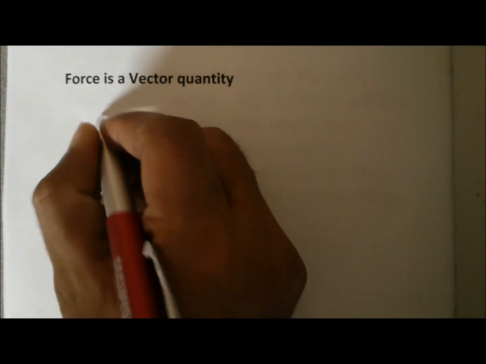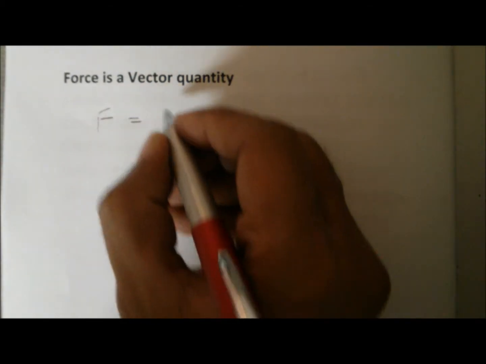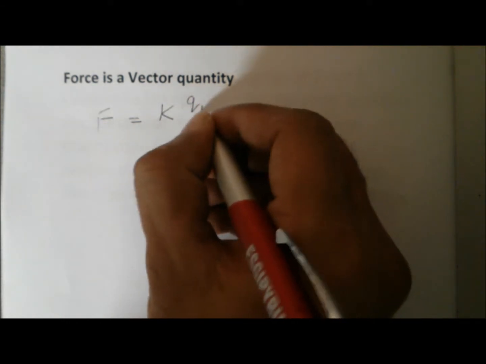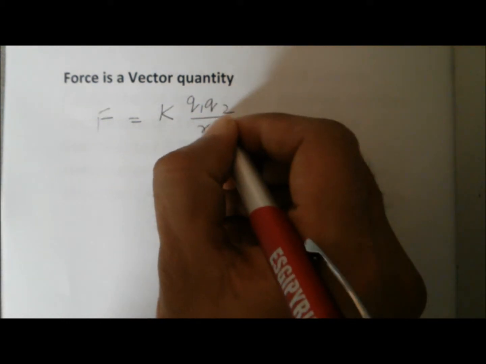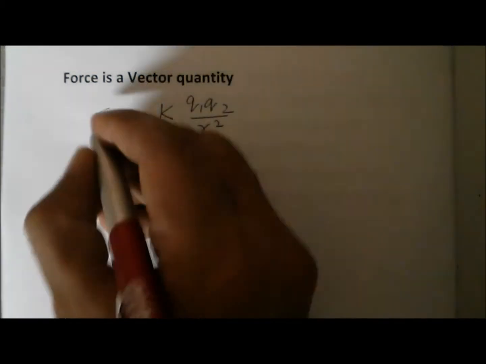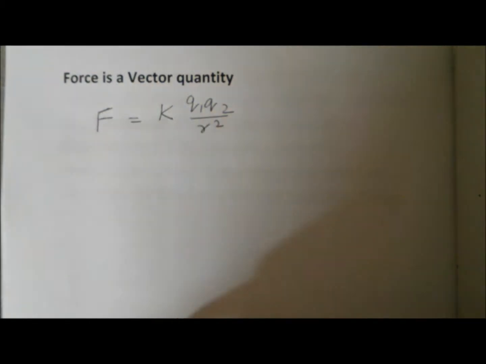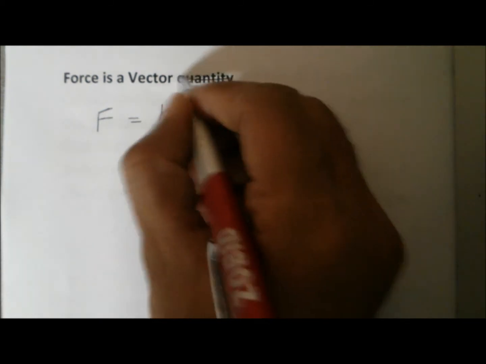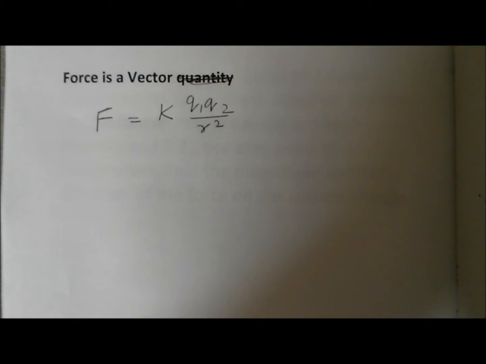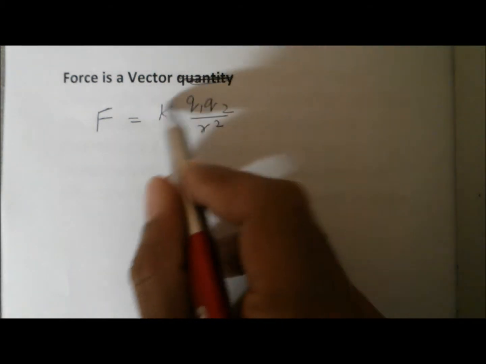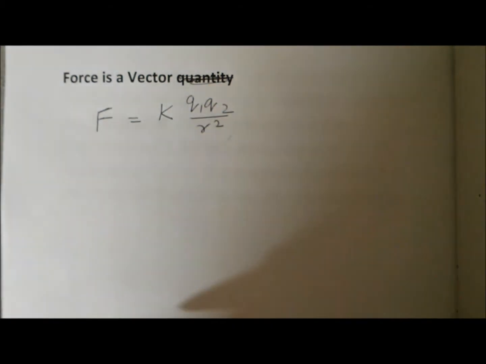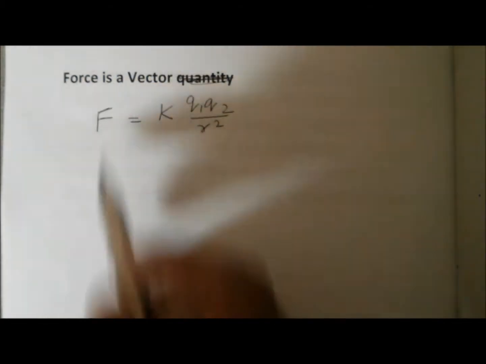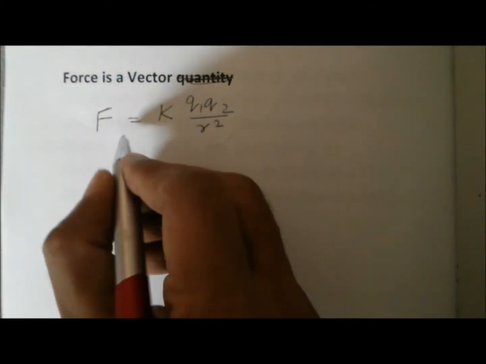Okay, we will continue to learn more about Coulomb's law, and we know that the magnitude of the force between two charges is given by k times q1 q2 divided by r squared. Now force is a vector quantity, and when it's a vector, it means it has a magnitude and a direction. But this formula does not give the direction of the force.